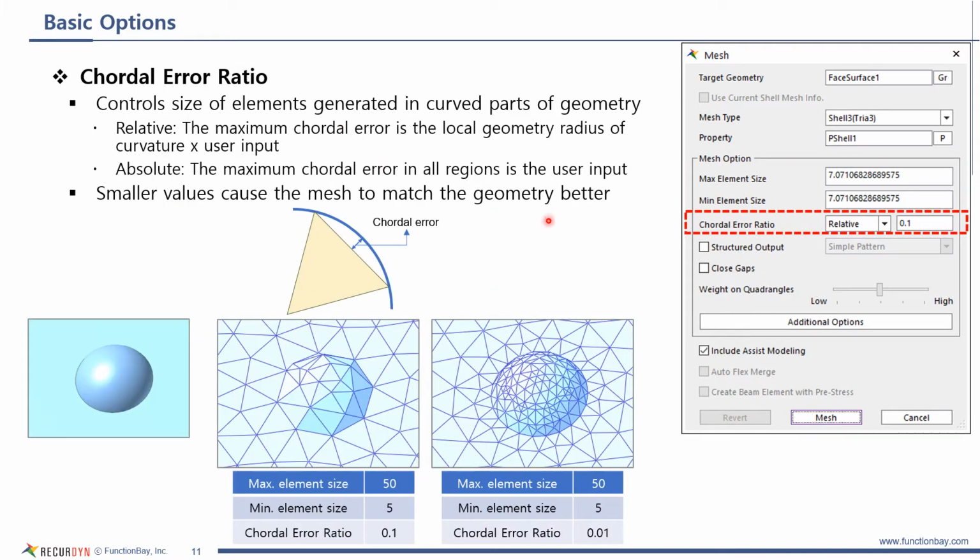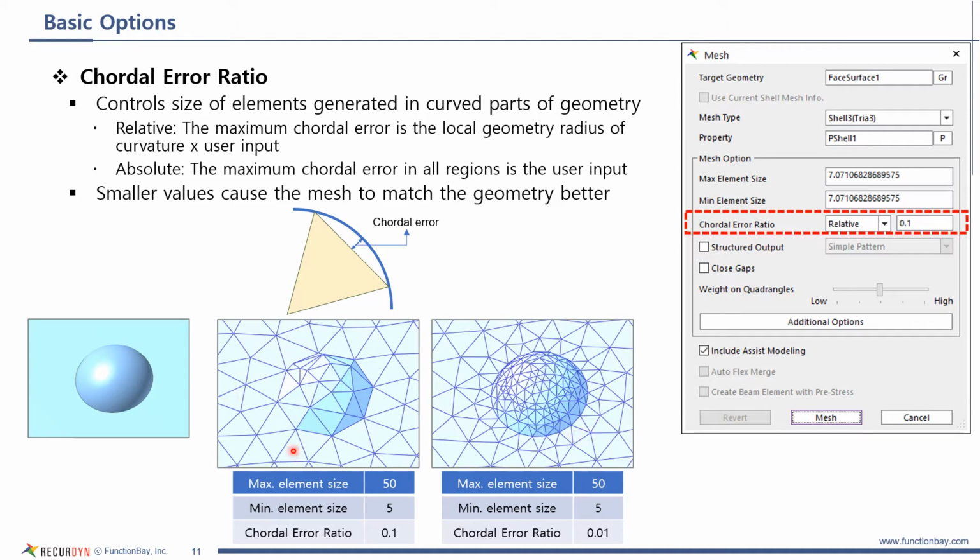The next option is the Chordal error ratio. The Chordal error ratio is an option that controls the error between the actual CAD shape and the mesh in areas of the geometry that are curved. Small values cause the mesher to generate smaller elements. So, smaller values cause the mesh to match the original geometry better.